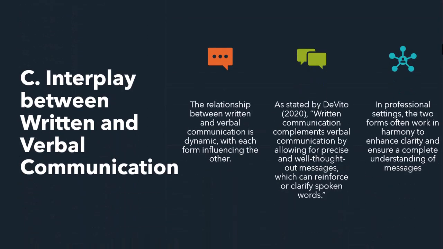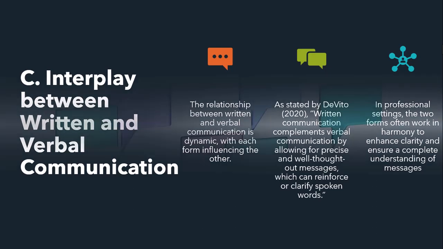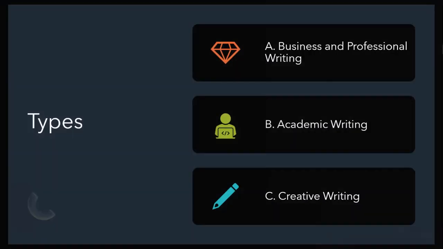C. Interplay between written and verbal communication. The relationship between written and verbal communication is dynamic, with each form influencing the other. As stated by DeVito, written communication complements verbal communication by allowing for precise and well-thought-out messages, which can reinforce or clarify spoken words. In professional settings, the two forms often work in harmony to enhance clarity and ensure a complete understanding of messages. 2. Types of written communication.